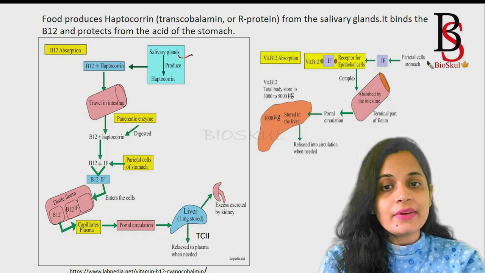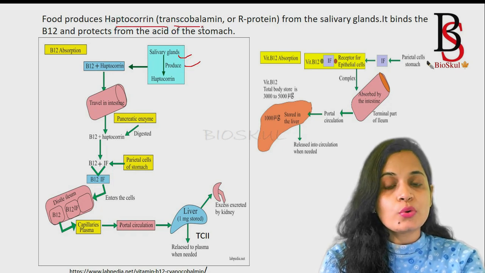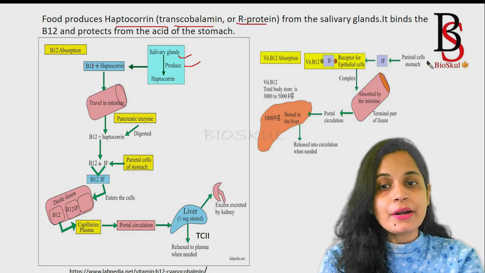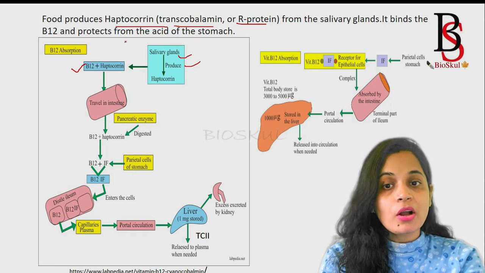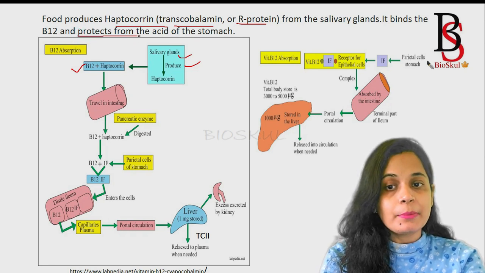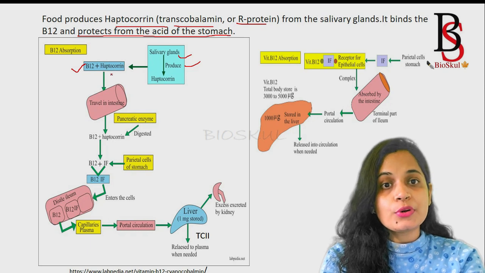The salivary gland produces haptocorrin, also known as transcobalamin or R protein. This haptocorrin binds with vitamin B12 because it protects vitamin B12 from the acidity of the stomach. Then vitamin B12 in combination with haptocorrin is transported from the stomach to the intestine, but in the intestine, pancreatic enzymes digest the haptocorrin.